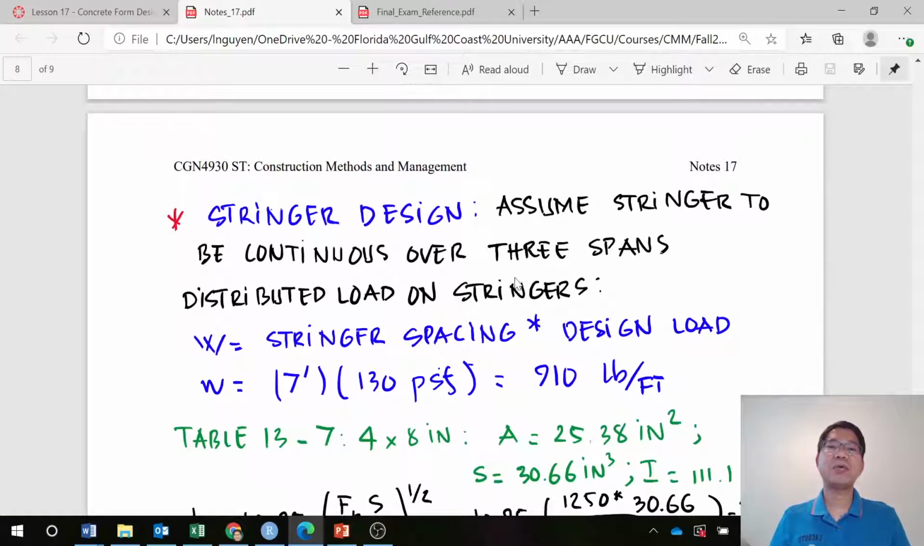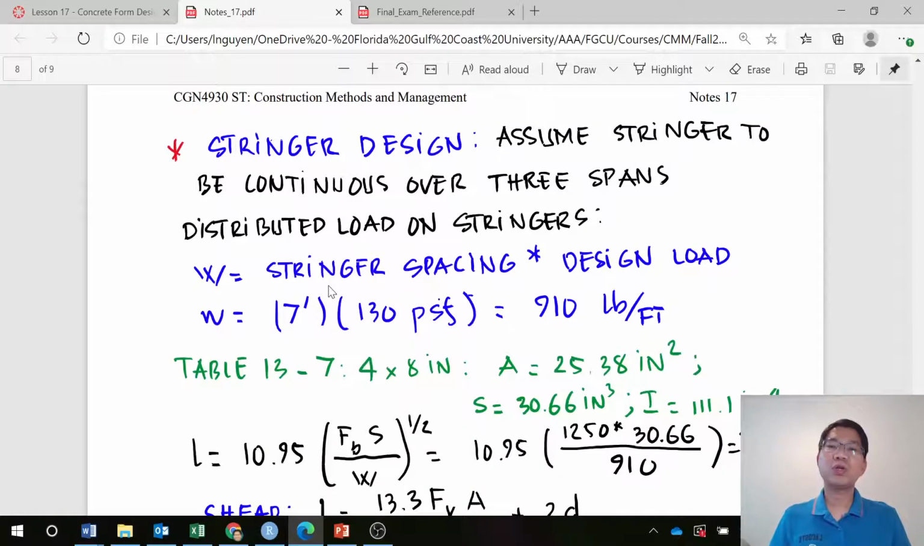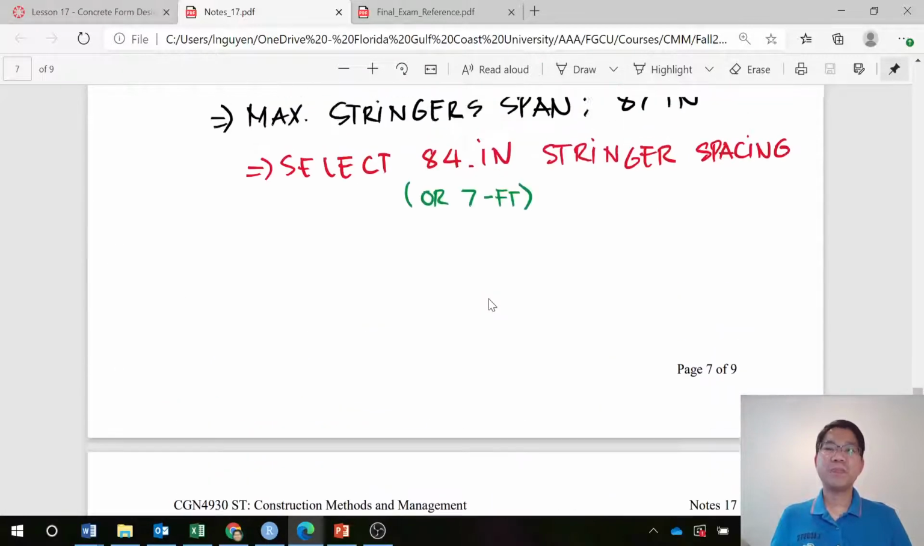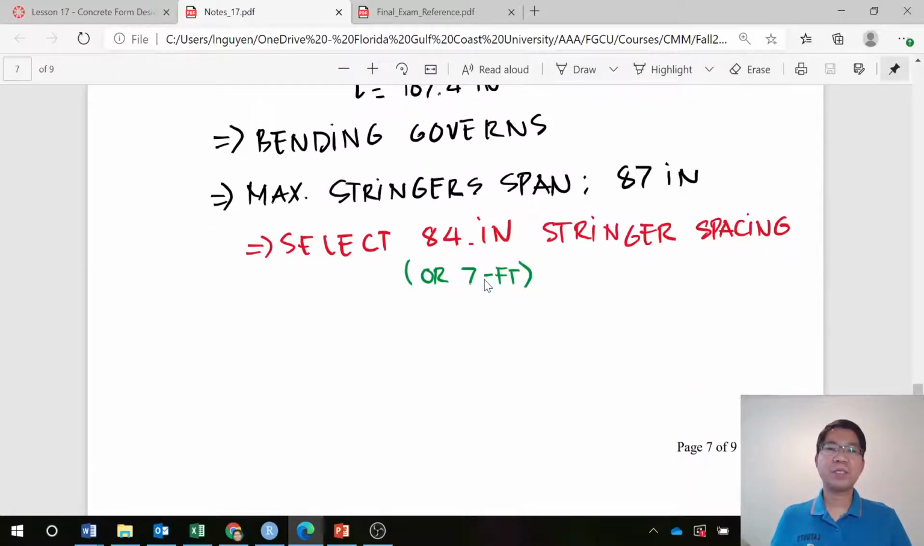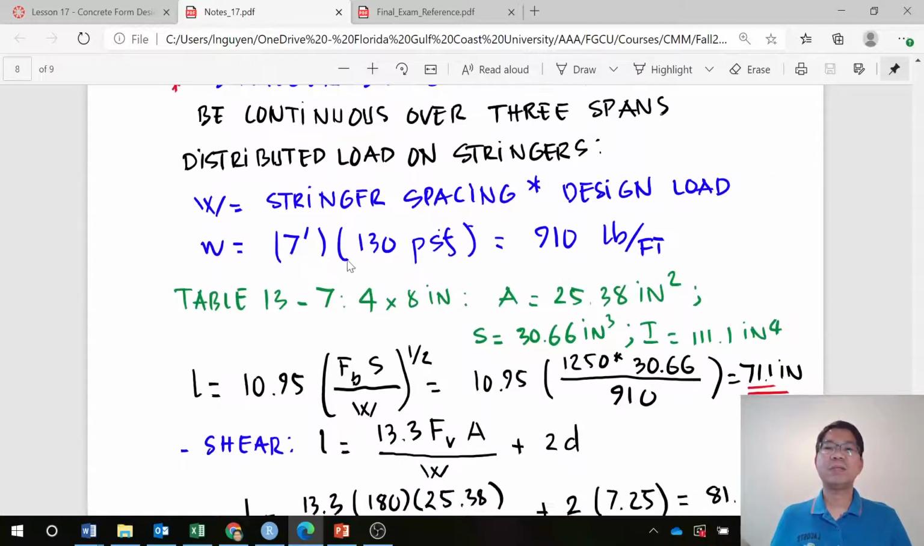So for stringer design, we assume it is also continuous over 3 spans. And the distributed load again is going to be the stringer spacing times the design load. For the joist design, we just talked about earlier, it will be joist spacing times design load. This is a similar equation. Stringer spacing, from the previous equation we have to select 7, so it will be 7 times 130, that is the design load. So it will be 910 pounds per foot.